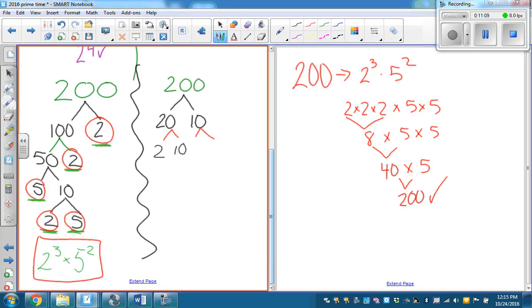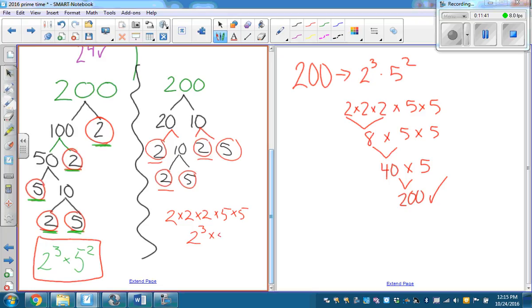So 2's prime. And then 10 is 2 times 5. Both of those are prime. And then I have to do another 2 times 5. And both of those are prime. So I still get the 3 2's, 2 times 2 times 2, times 5 times 5, which is 2 to the 3rd power, times 5 to the 2nd power.